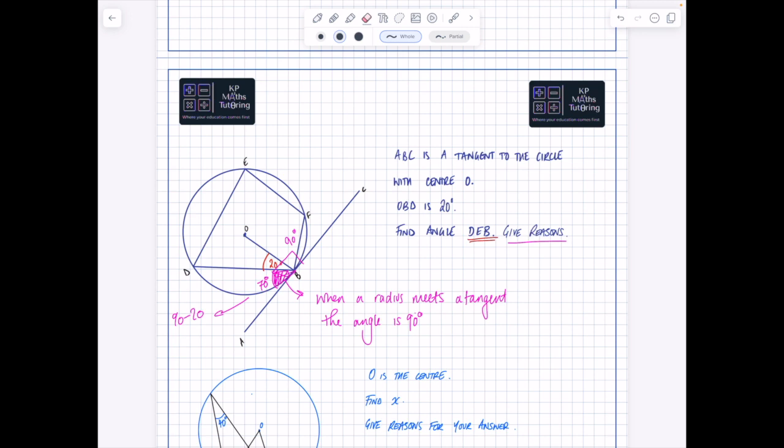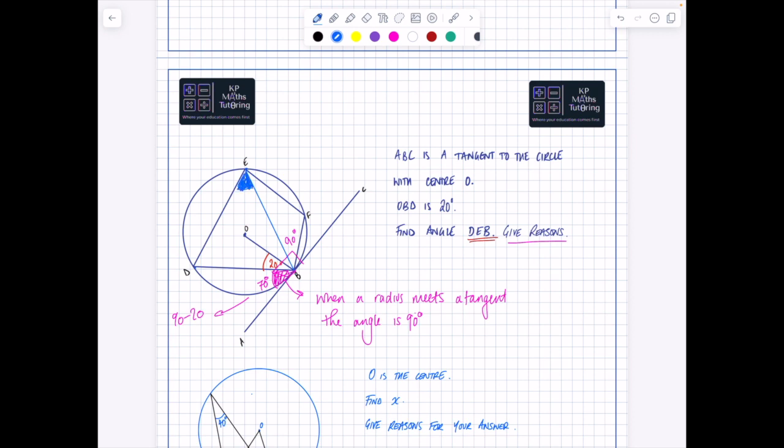It makes it a lot easier for an examiner to see what you're doing as well. So I've already dealt with that bit. Centre O, so we know that's the centre. OBD is 20, DEB. So the next thing you need to do is actually look at what the question is asking you to find. So DEB. Okay, so it means I'm actually going to have to draw an additional line here. So that angle there is actually what I'm being asked to find.